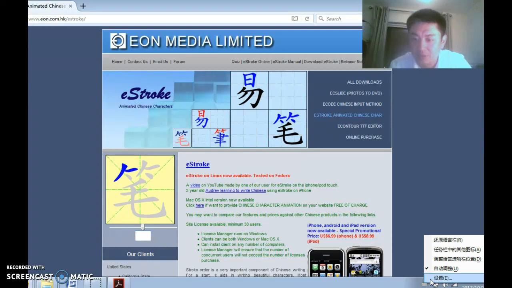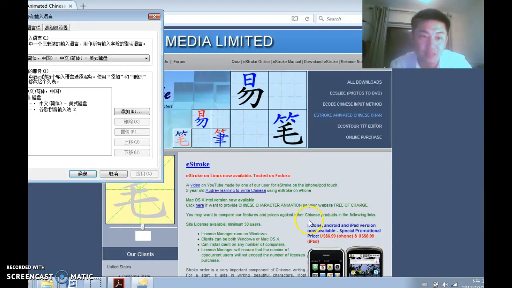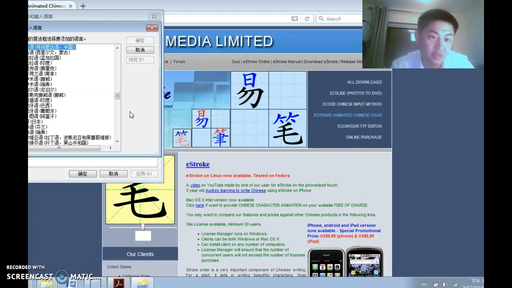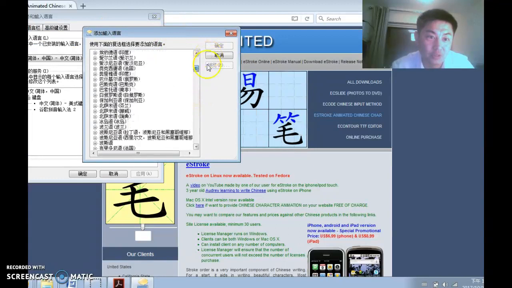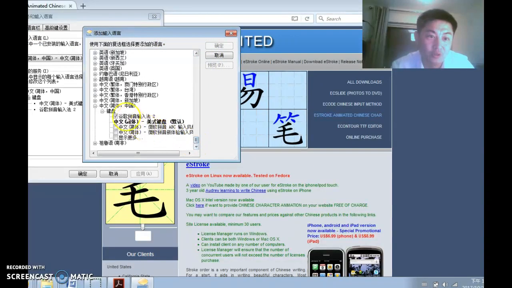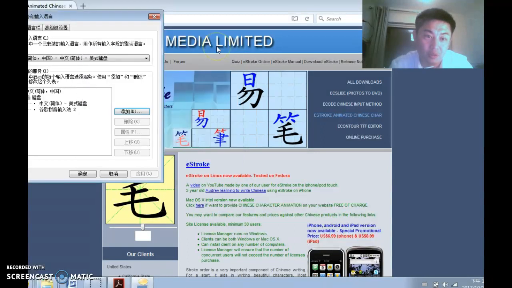Click the settings, and this is add, right? What do you add? Add Chinese. Look for the word Chinese. Click on it, simplified. Click on it, and look for the keyboard. Click on the keyboard, you will see some Chinese keyboards. Usually choose the first one, and then say OK or apply.